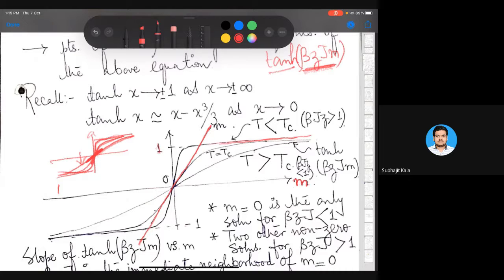Yes. So how to find the derivative? I want to know the derivative here at m equal to 0. So when m is very small, then tanh(x), I know what it is. It is x minus x cubed by 3, right? Fine? Yes. So therefore tanh close to m, well, I can even make it approximately equal to beta Jz m as m goes to 0. Fine?